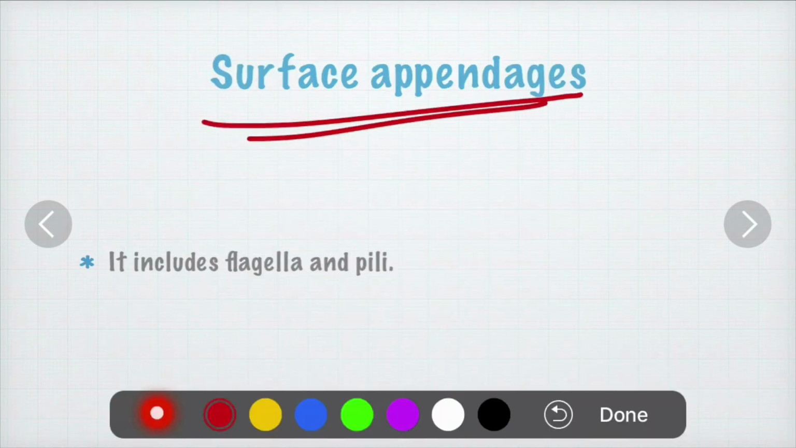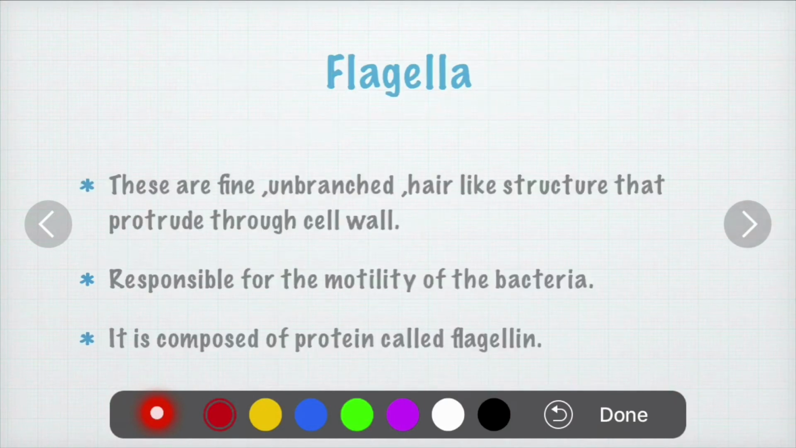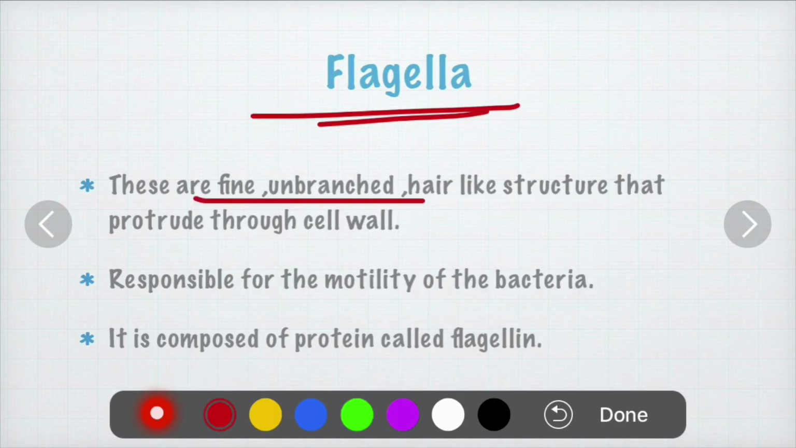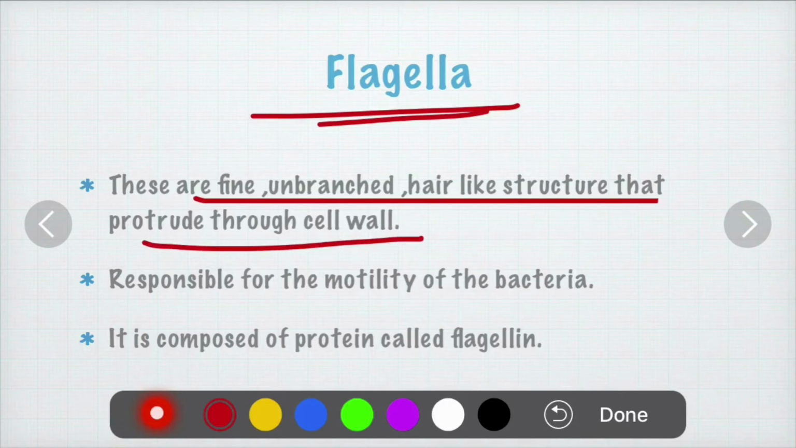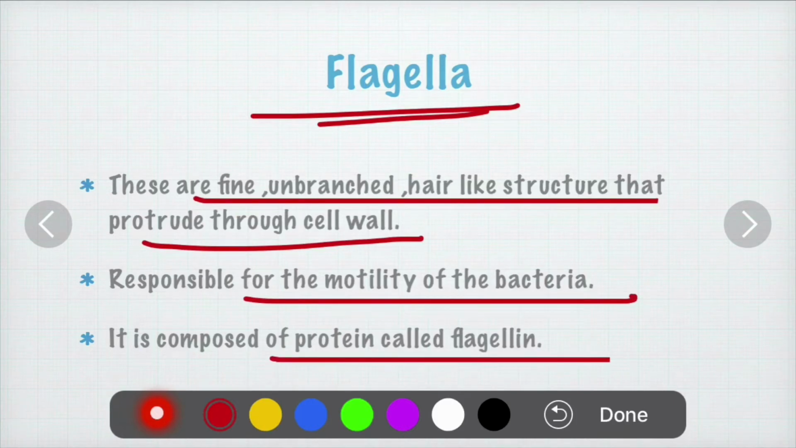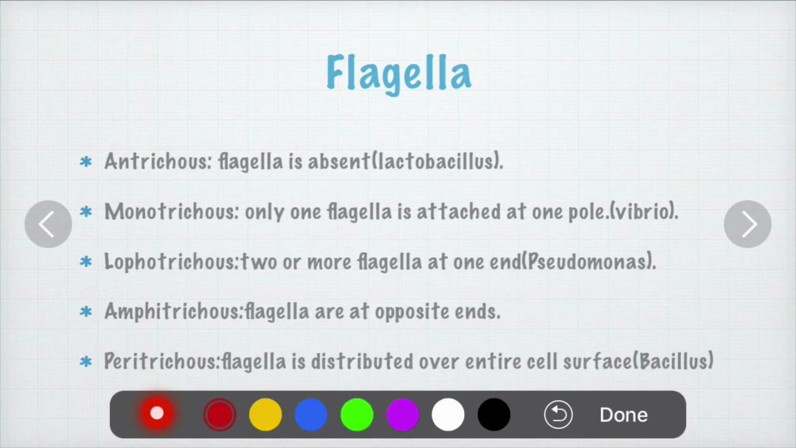Next are the surface appendages, which consist of two parts, flagella and pili. Let's see about the flagella. The flagella are fine unbranched hair-like structures that protrude through the cell wall. They are responsible for the motility, the movement of the bacteria. They are composed of a protein called flagellin, and that's why they are called flagella. There are different kinds of flagella based on different kinds of conditions.